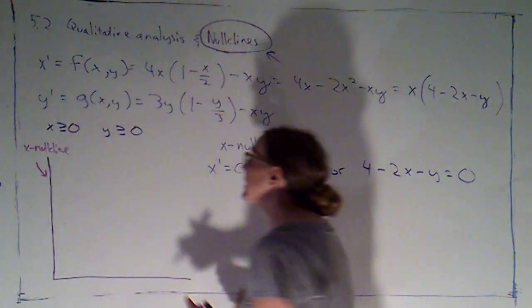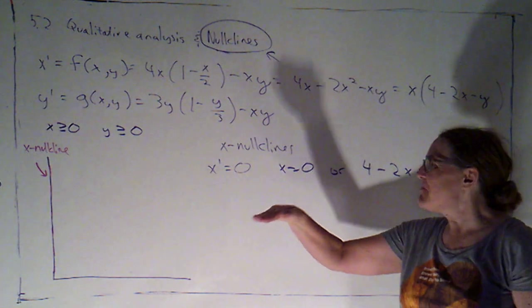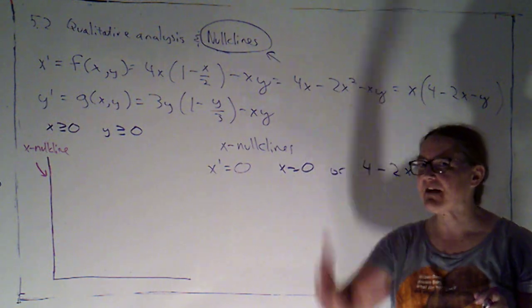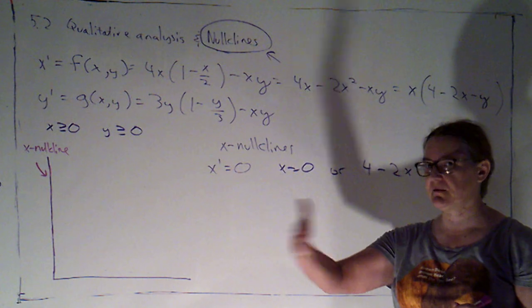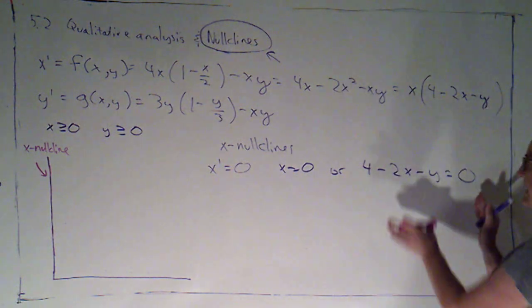I will point out, you want to be careful. We see x and we associate that with horizontal. But if x prime is 0, that means we have a vertical tangent because we are not moving in the x direction.